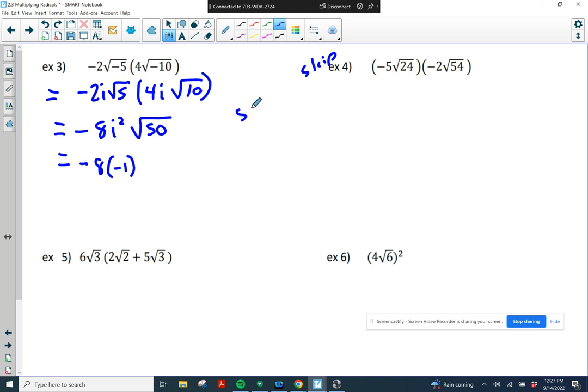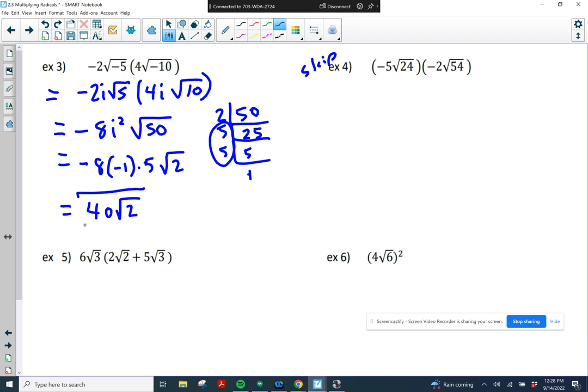And we're going to simplify that square root of 50. Now, what do I see in that 50? I see a 25, which is 5 times 5. Okay, so a pair of 5s. So the square root of 50 is going to simplify to 5 radical 2. 5 comes out, 2 stays under. Notice what we have. Negative times negative is a positive. 8 times 1 is still 8. 8 times 5 is 40. We have 40 times the square root of 2. I'm done.